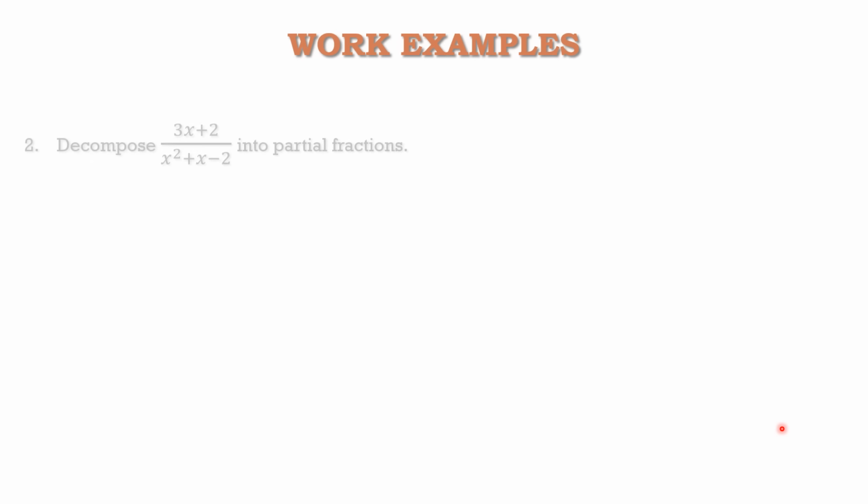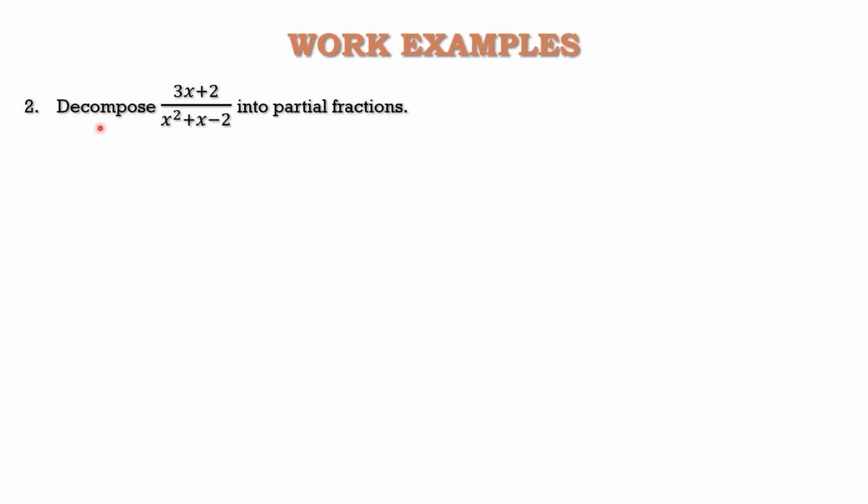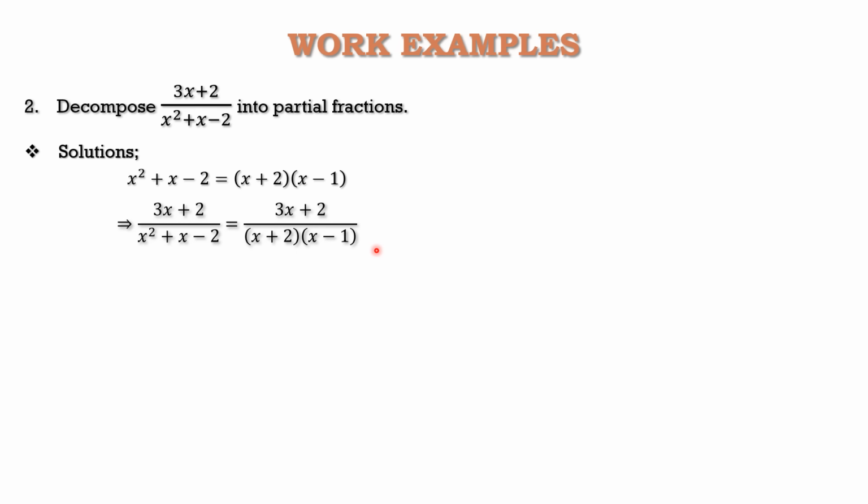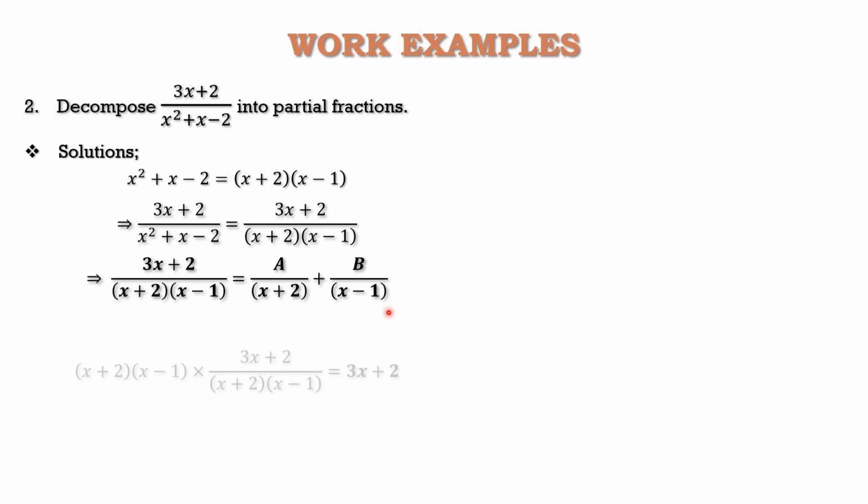Now let's proceed to the second example. We are supposed to decompose 3x plus 2 divided by x squared plus x minus 2 into partial fractions. So here the solution: x squared plus x minus 2 is equal to (x plus 2)(x minus 1). Now we've completely factorized the denominator into this format. Then how do we separate the linear factors? Using constants: A divided by x plus 2 plus B divided by x minus 1.